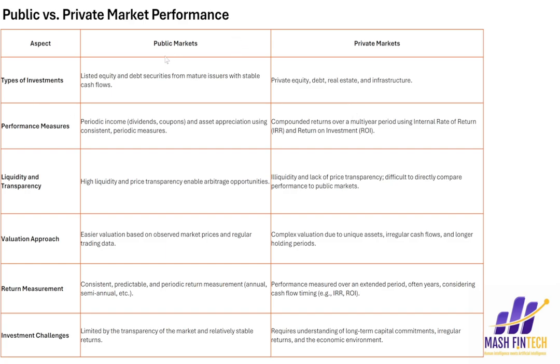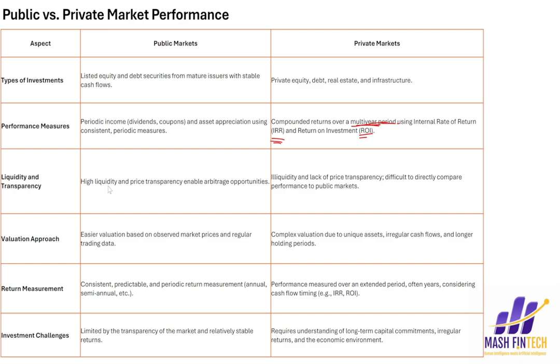The performance measures for public markets are based on periodic income, things like dividends for equity, coupons for fixed income, and basically an appreciation of an asset value over time, the price of an asset. These things are traded continuously on the market. Private market investments are evaluated over a long time period, and hence the returns are evaluated over a multi-year period. We are going to use internal rate of return and the return on investment. We are going to talk about these two just now.